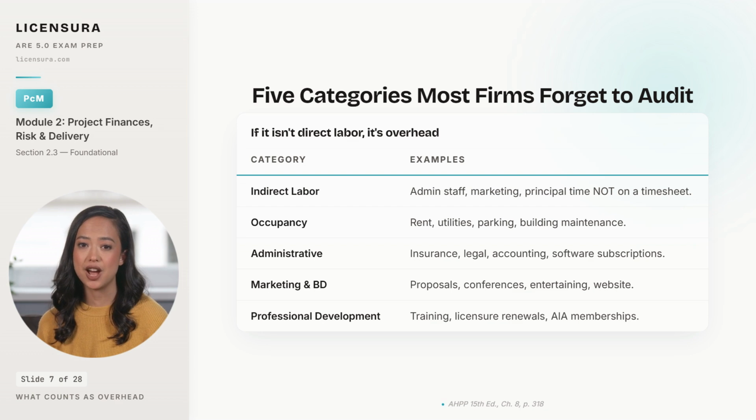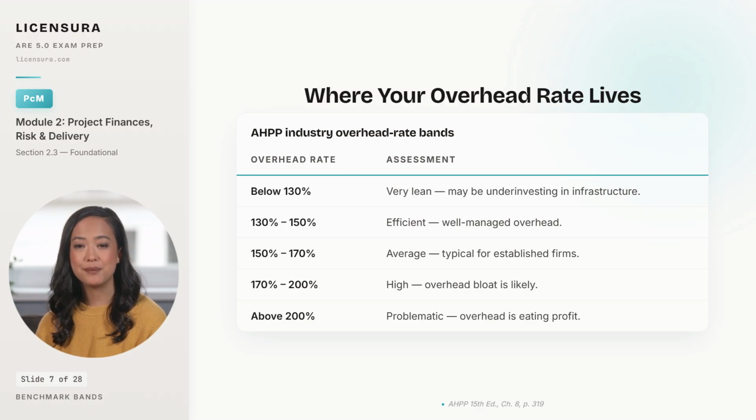Run an honest audit of those 5 buckets at the end of every fiscal year, because the overhead rate you've been quoting yourself is probably lower than the real one. The benchmark bands tell you where your honest numbers should land. AHPP publishes overhead bands the same way it publishes multiplier bands.